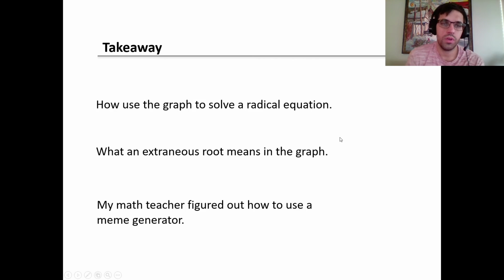Takeaways. We can use the graph. We can graph each side of the equation to solve radical equations.